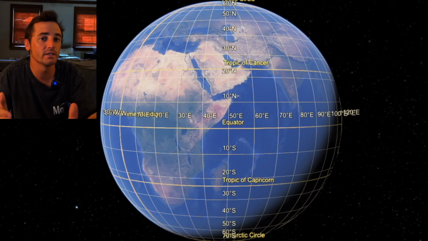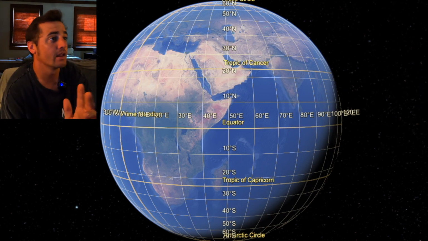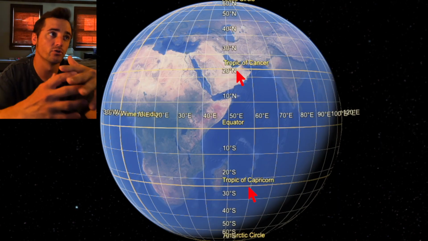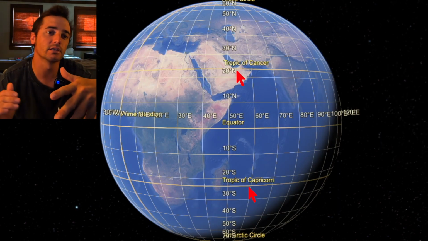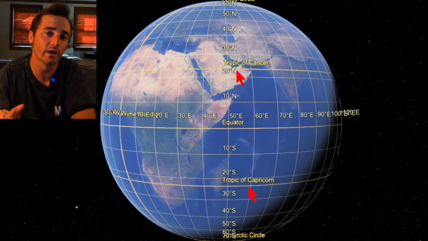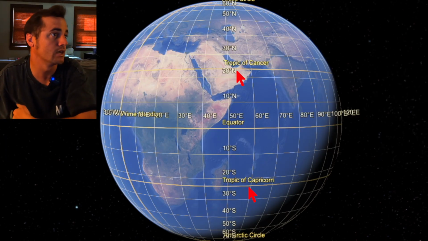The equator is a latitudinal line, and it runs through the center of the Earth. And the Tropic of Cancer and the Tropic of Capricorn are also latitudinal lines, but what they mark is the furthest north and the furthest south that the sun will get directly overhead in a given year. They mark the summer and winter solstices.